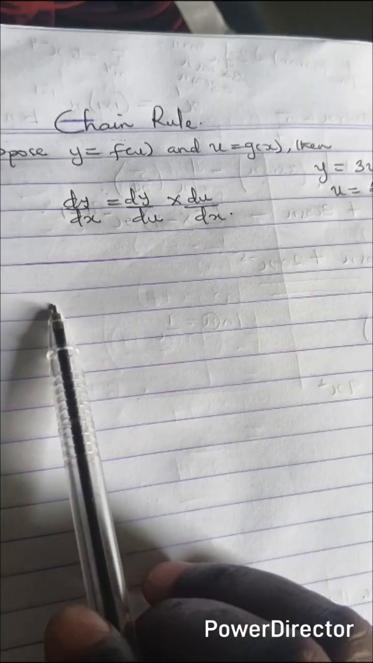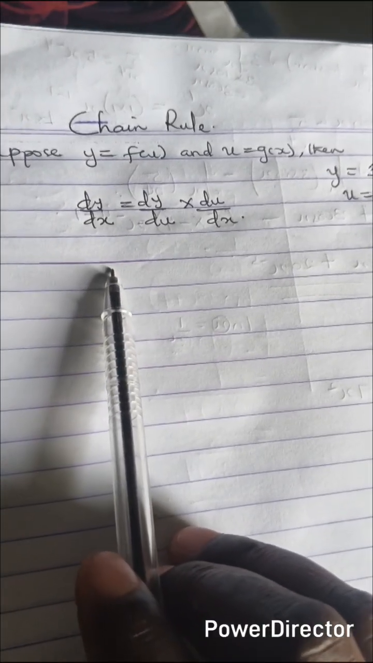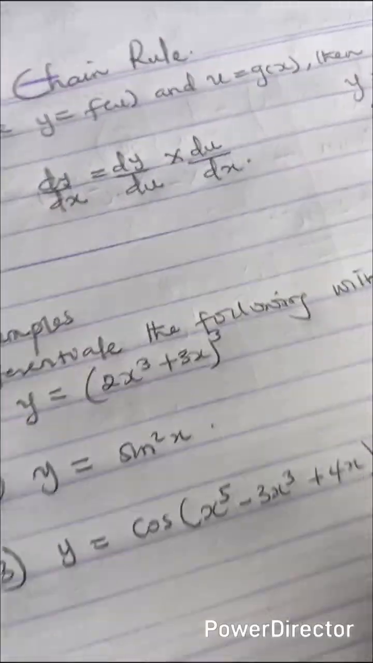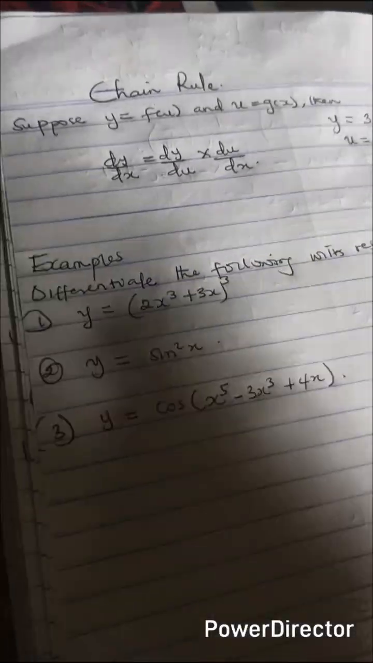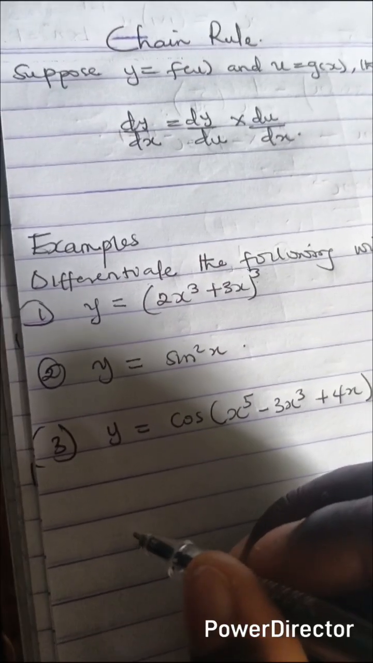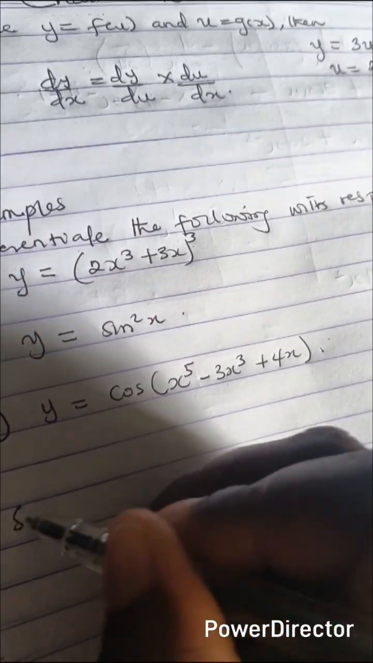We will treat examples on that chain rule, and then we can move to product rule. Now let's quickly treat these examples on chain rule. So, solution to example 1.